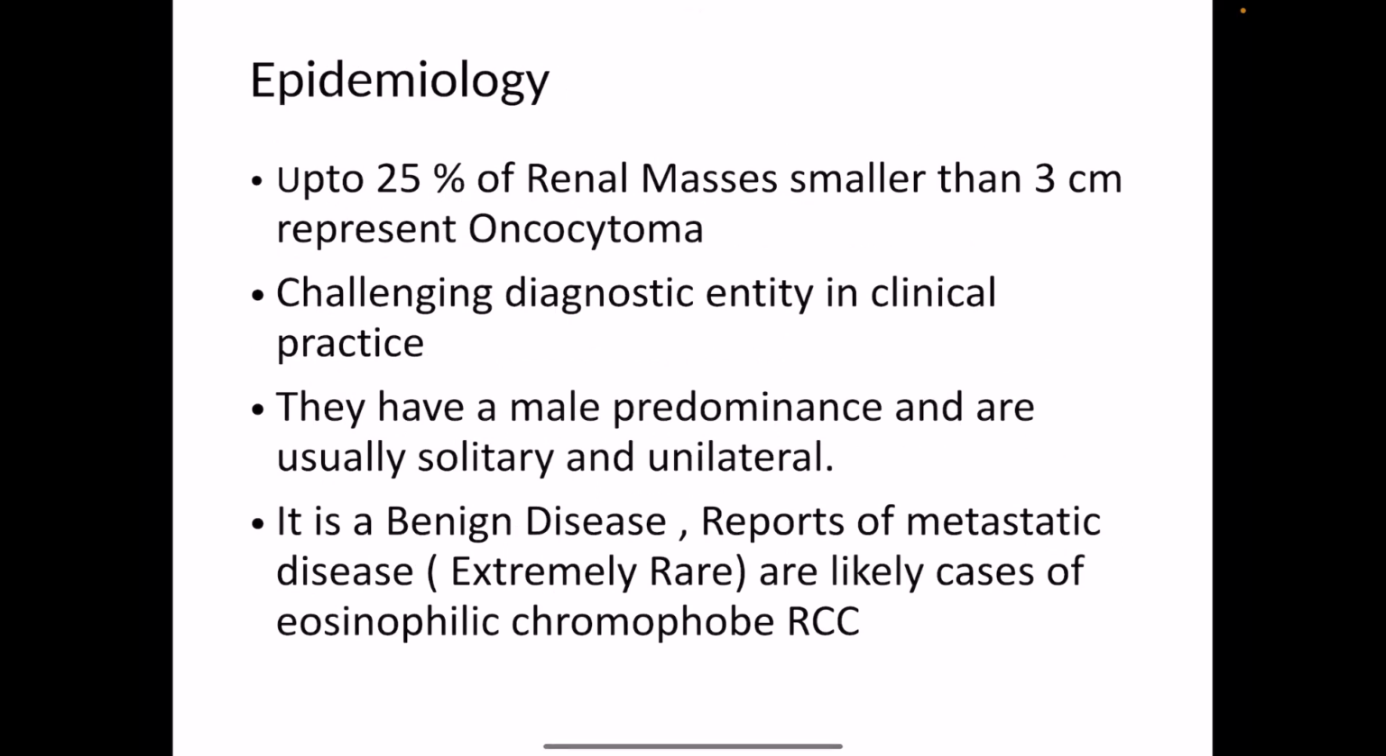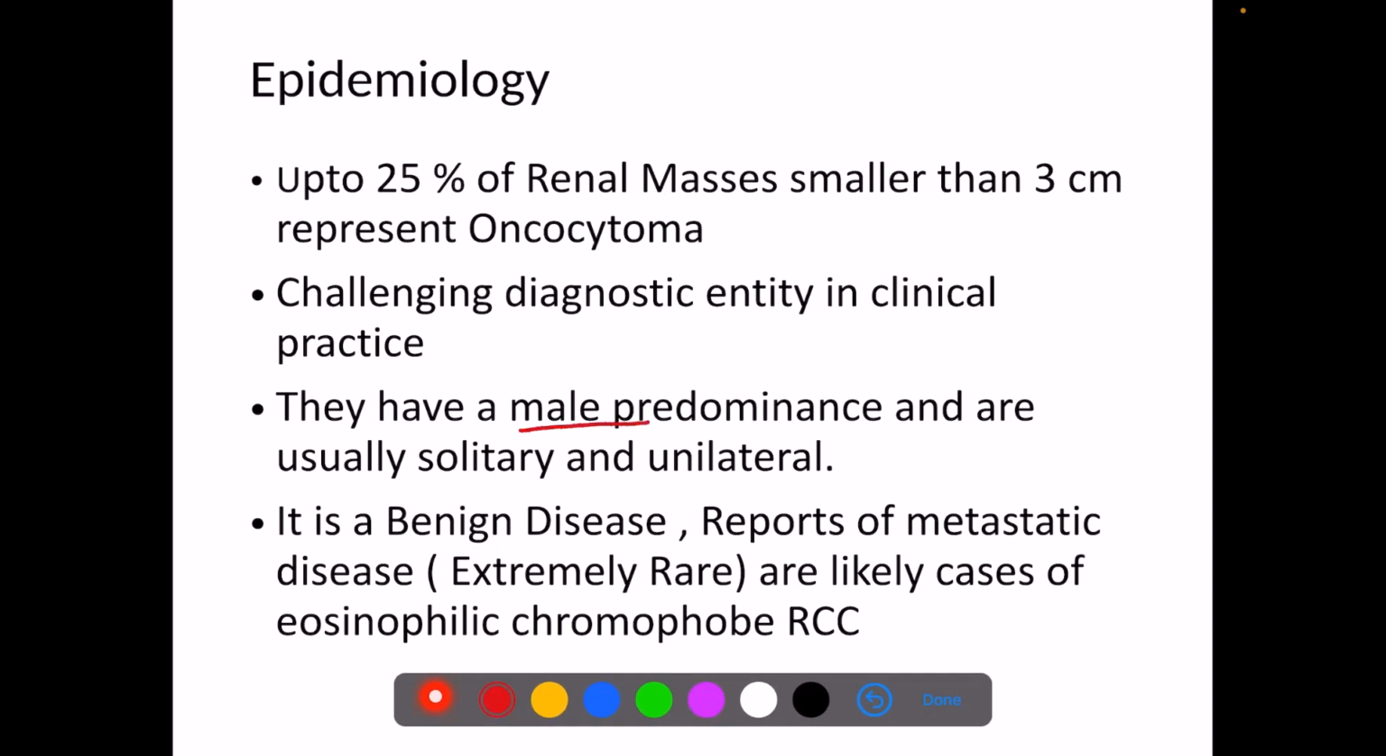Coming to epidemiology, up to 25% of renal masses smaller than 3 cm represent oncocytoma, and it is a challenging diagnostic entity in clinical practice. They have a male predominance and are usually solitary and unilateral. It is a benign disease. However, in some cases, metastatic disease has been reported, but it is extremely rare, and even in those cases, it is likely to be eosinophilic chromophobe RCC.